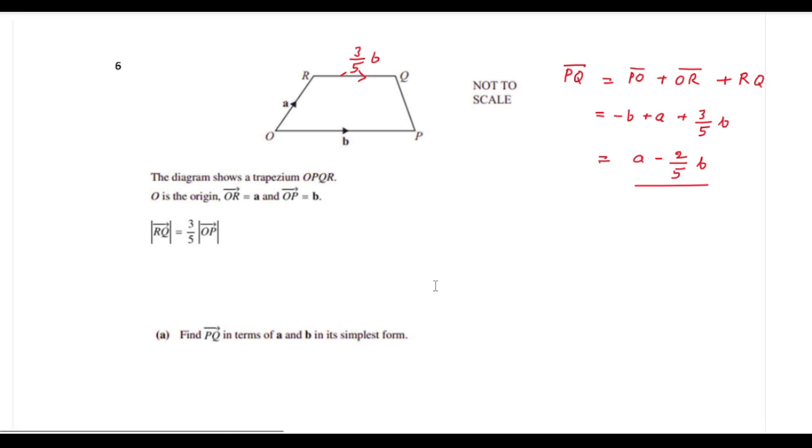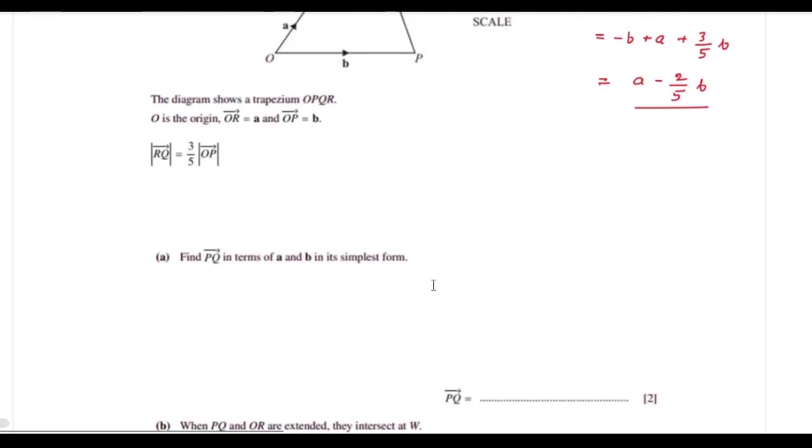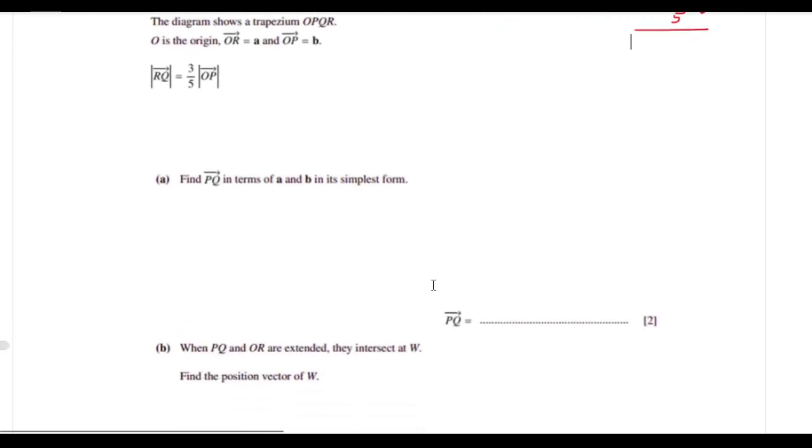Okay, now next I have to find out this PQ in the simple form of A and B. So here PQ is what? A minus 2 divided by 5B. It's A minus 2 divided by 5 times B.